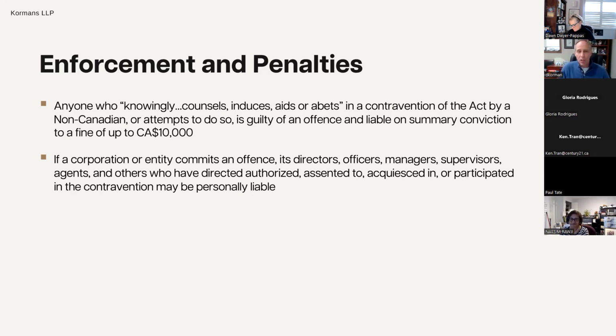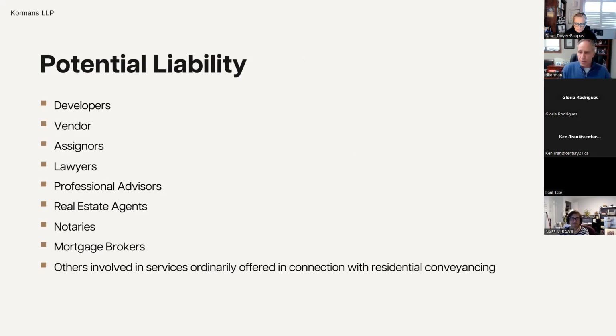Okay, if it's a corporation that commits an offense, in addition to the corporation not being allowed to go through with this and being subject to penalties, the directors, the officers, the managers, the supervisors, the agents, anybody who's involved in the process who may have participated in this, and again, it's knowingly or attempts to do it, okay, could be personally liable for this offense. So it's not just the entity that's trying to get around this legislation, it's all the rest of us. So this liability could go to developers, okay, that get involved, even helping a buyer that they know or should know is trying to get around this.